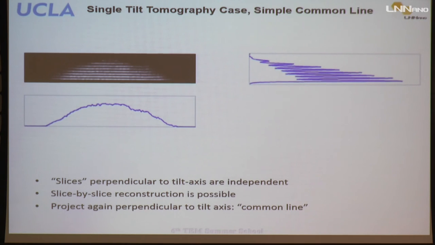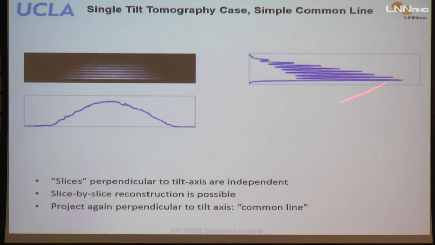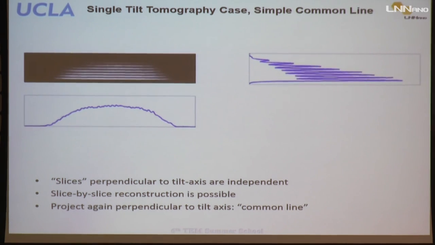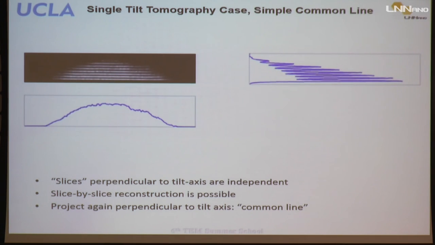But this one, I will show you. While this one changes shape a lot, in this one the shape is actually the same. It is just shifting up and down, but overall the shape is conserved. This is the tilt axis, and I'm rotating around this axis. So slices perpendicular to this tilt axis are each independent. If I just cut this slice and reconstruct, then I get full 2D information. Projection along this direction is not related to the rotation.